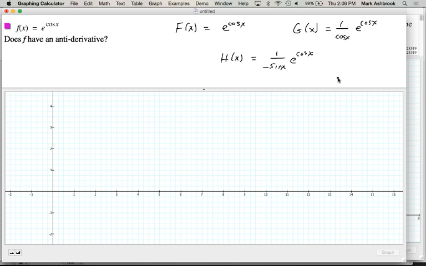So let's take capital F. Is that derivative e to the cosine x? No, it doesn't work, right? Because the derivative would be e to the cosine x times the derivative of the cosine, times negative sine x. So this is no good. Doesn't work, right? What about this? No. Okay, so what about this one? Is the derivative of this little f? Does it work?